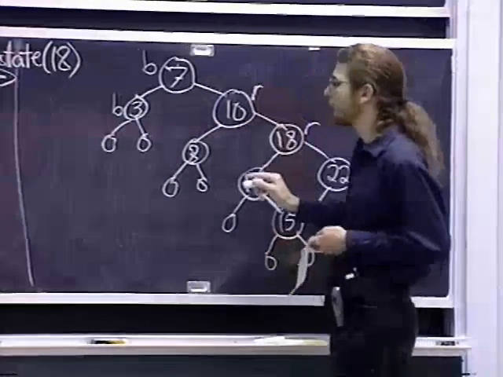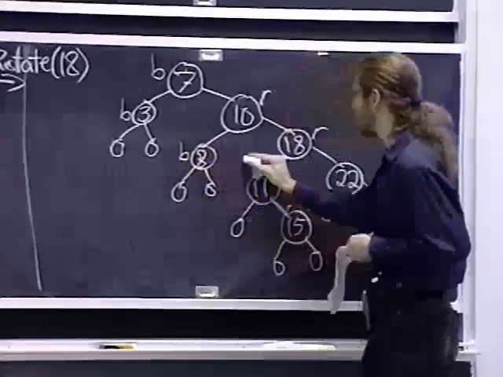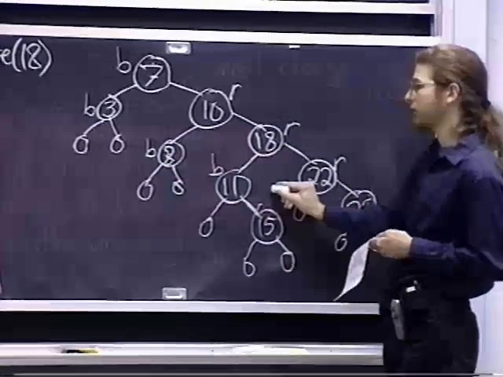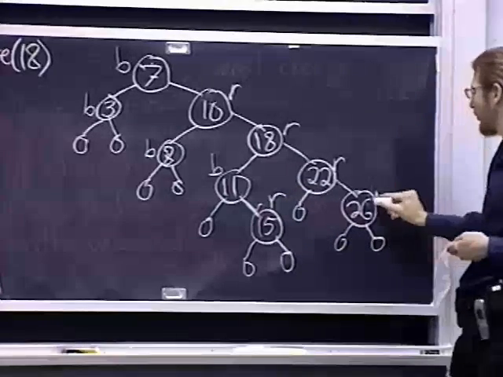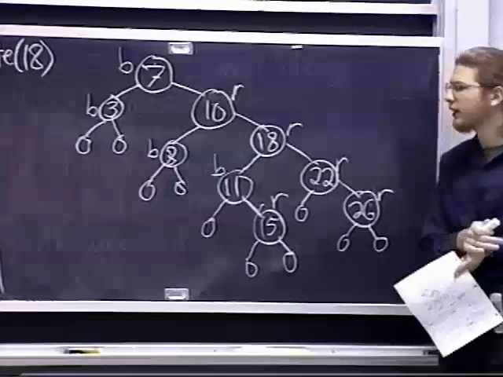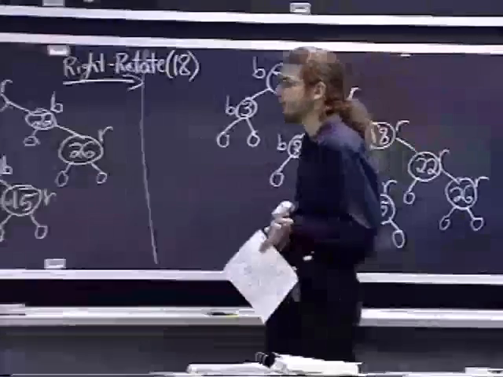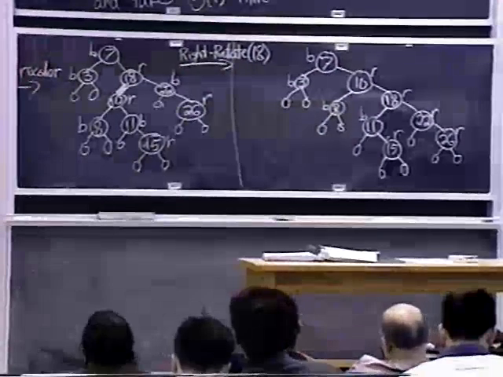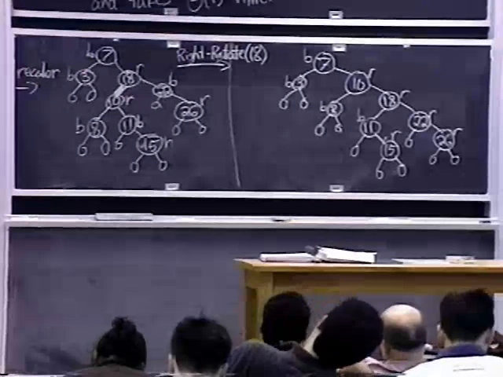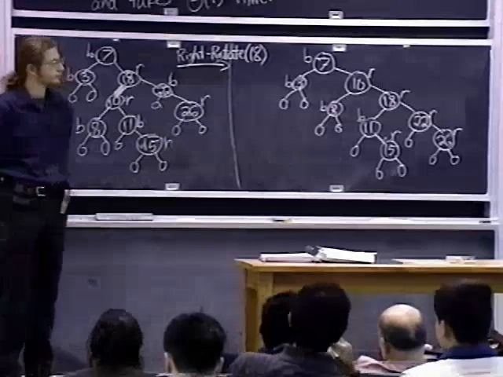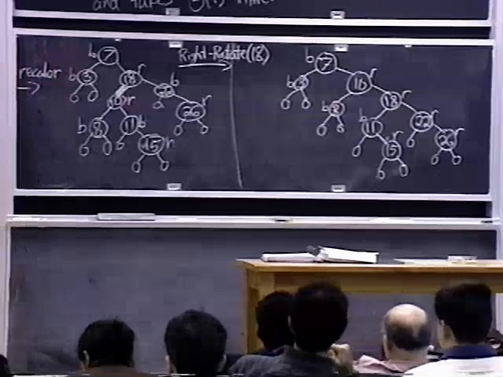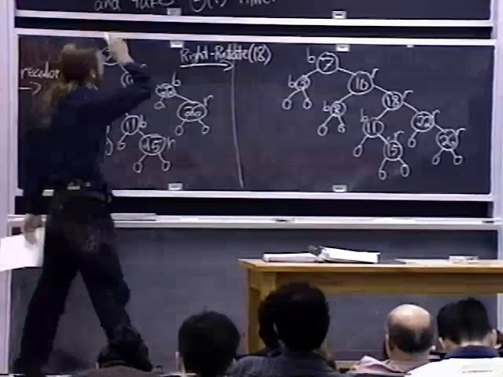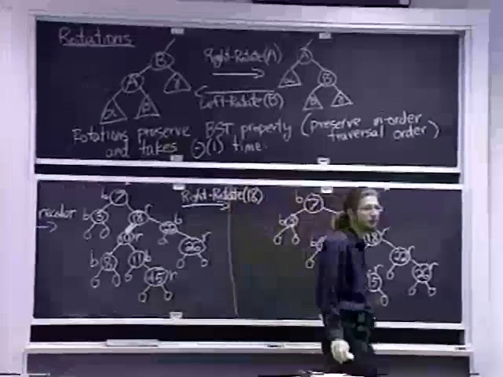Okay, why does this work if I don't change the colors? This is red. Okay, how come the black heights are still okay here? What's the general principle? What's going on? I'm only affecting a couple of nodes, really. Okay, in this picture, the subtrees alpha and beta and gamma, they stay the same.